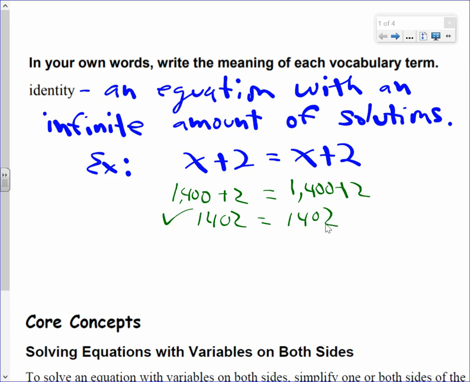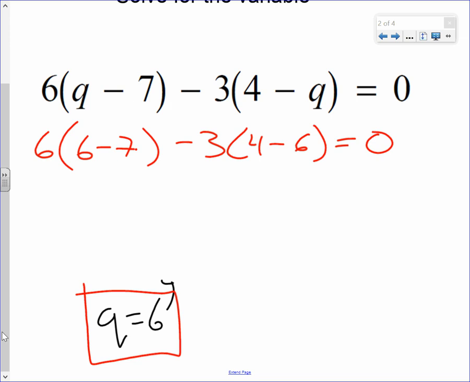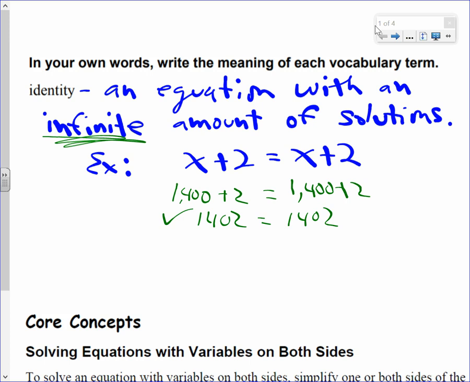In other words, any number you can fathom would be a solution to the equation. In other words, it has an infinite amount of solutions. Not just one solution, infinite. The one that Nava did for warm-up had one solution. That solution was 6. Look, it was right here. This one, remember? There it is. Q equals 6. There's only one solution. That was it. No more, no less, just one. Now, infinite.